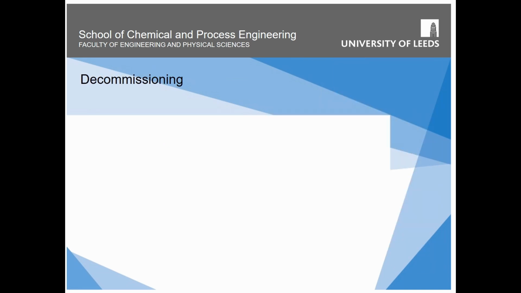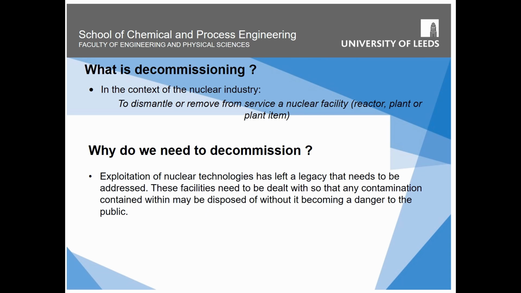Waste disposal. The only other thing that we showed on our diagram was decommissioning. So what is decommissioning? Well, in the context of the nuclear industry, when we talk about decommissioning, we're talking about dismantling or removing from service a nuclear facility. That could be a whole reactor, of course, or a whole plant, such as a waste treatment plant. Or it could just be a large plant item. We may be decommissioning a piece of equipment.